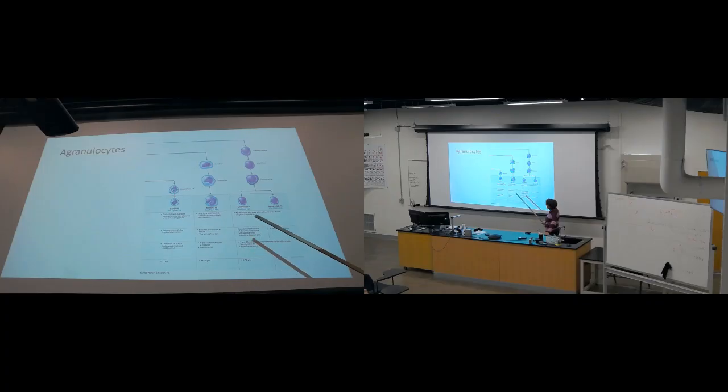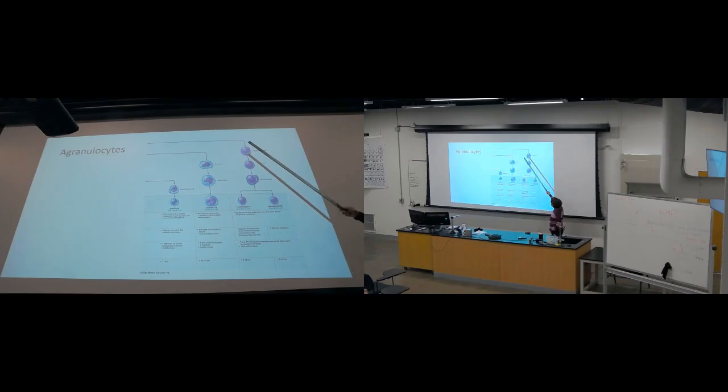These ones are in charge of eating up debris and bacteria when they are outside of these blood vessels. Monocytosis is indicative of either bacterial infection with chronicity, so a chronic infection, or maybe a viral infection.